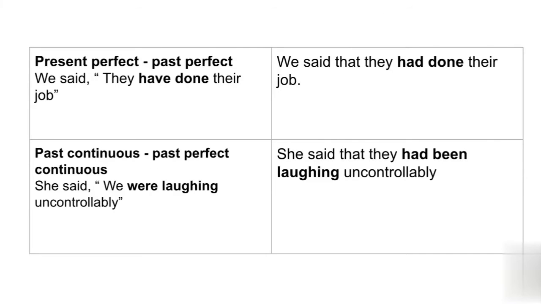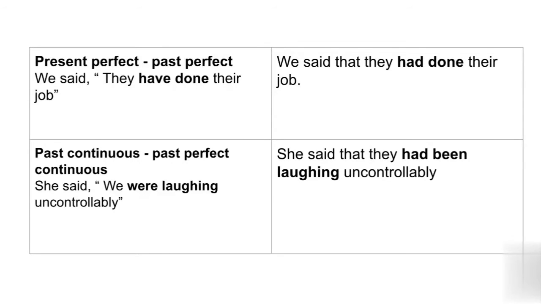If the verb in the reported speech is in present perfect tense, in indirect speech it will be past perfect tense. For example, "We said, they have done their job." We know have done is present perfect tense. So when converting into indirect speech: We said that they had done their job. So it becomes past perfect tense. Now past continuous tense, what will happen?